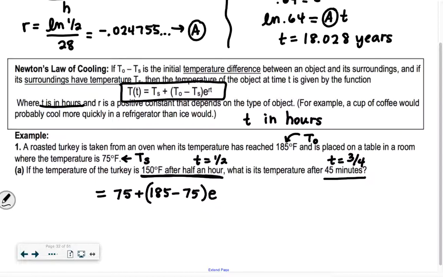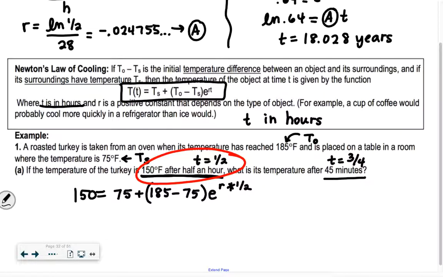So this is just like the half-life problems, this is a two-part question. So for the first part, we're using this. My r I don't know, but I do know that in order for it to get down to 150, it took half an hour. So I put 150 over here. And what that does for us is it allows us to solve for r. So we're going to get the r all by itself.